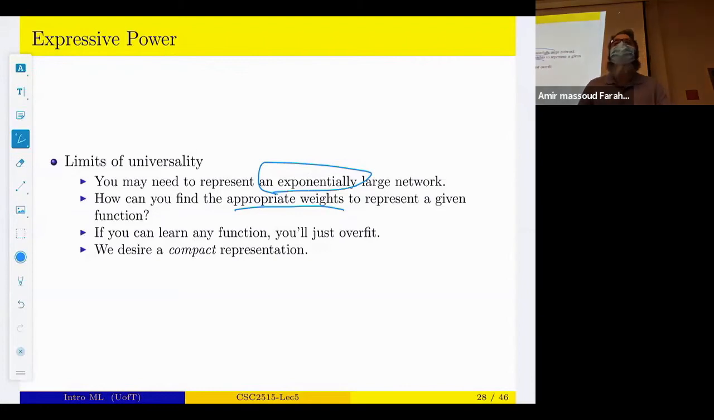And also, there are other issues. Similar to previous cases, we don't want to learn just any function. We just want to learn functions that generalize well, so we want to avoid overfitting too. And usually we don't want to have too many parameters, but just enough parameters to represent our data well enough. So we need to have some form of compact representation.